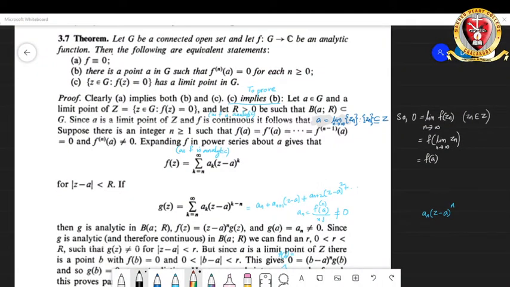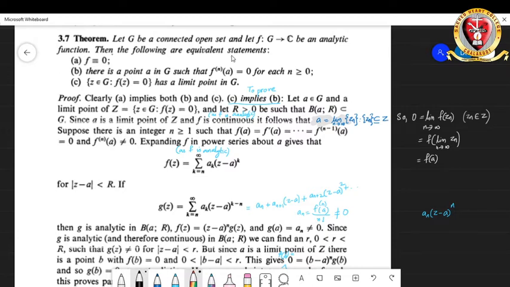We are moving on to theorem 3.7. The statement says that we are given an open connected set G and a function from that set to C called f, which is analytic. Then we have to prove three equivalent statements.